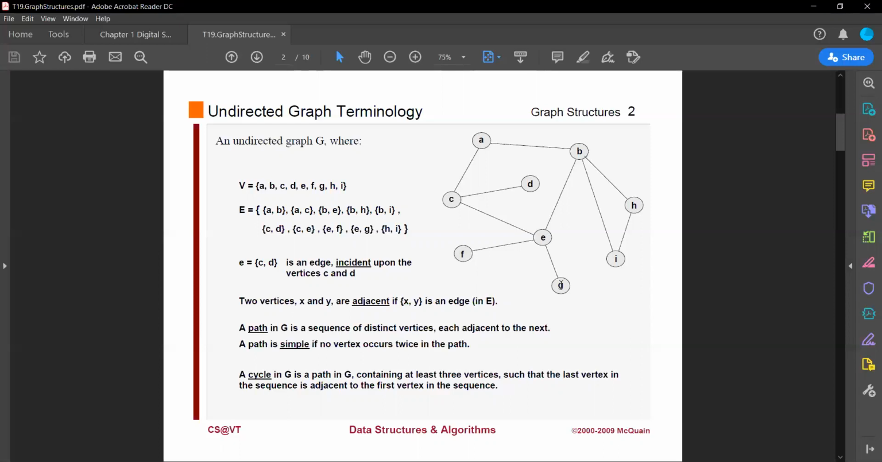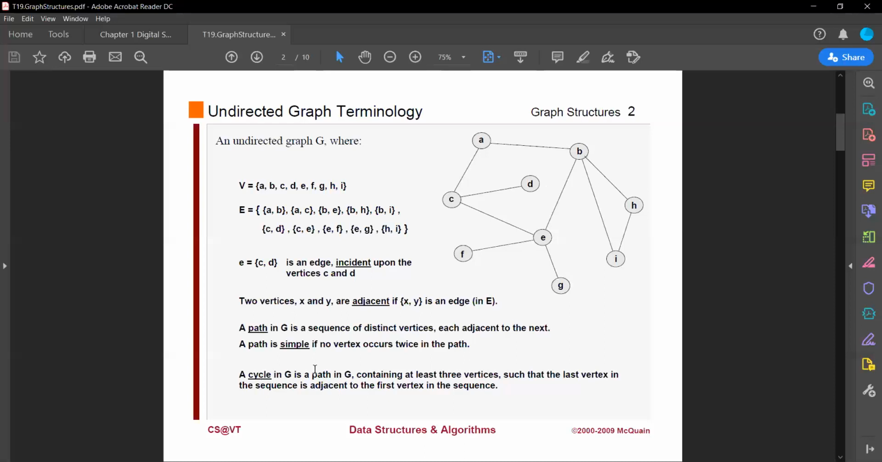But if we consider the path A, B, then H, I, then again B, E, and G, there is also a path between A and G which is not simple. Since B is present twice in the path, that's why this path is not simple. So what is a cycle?